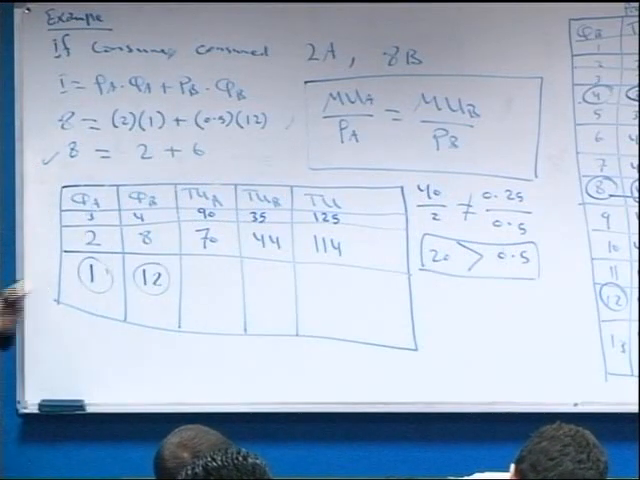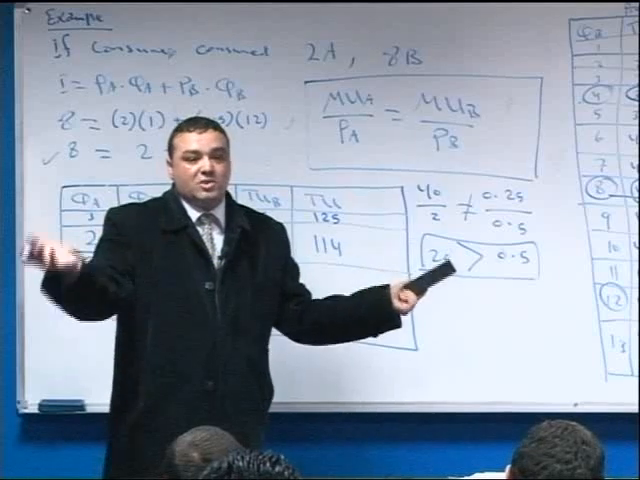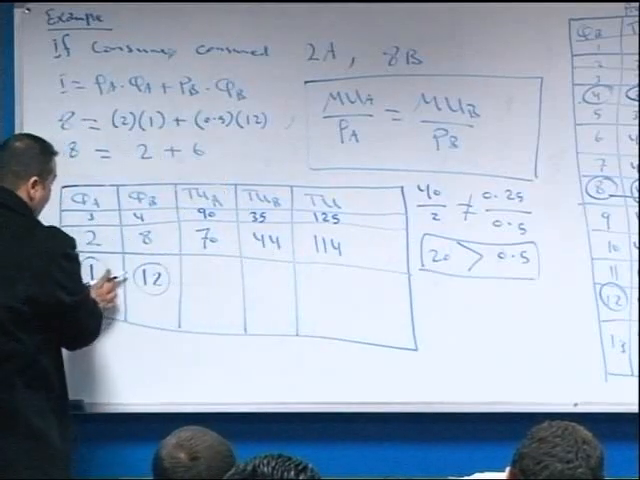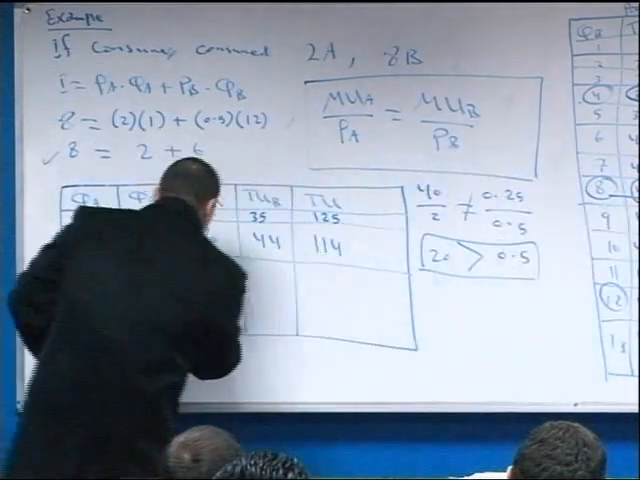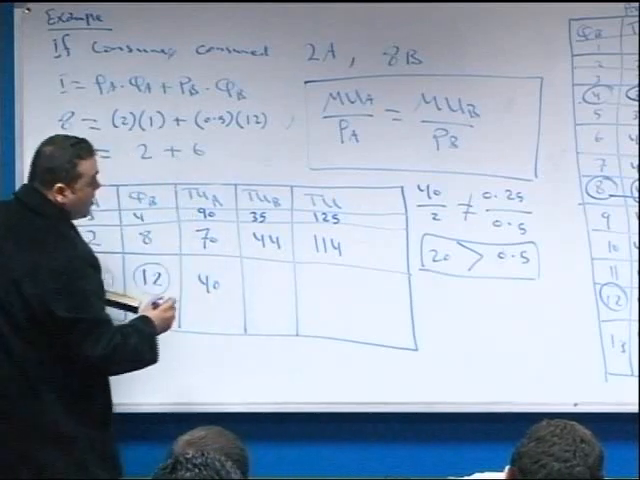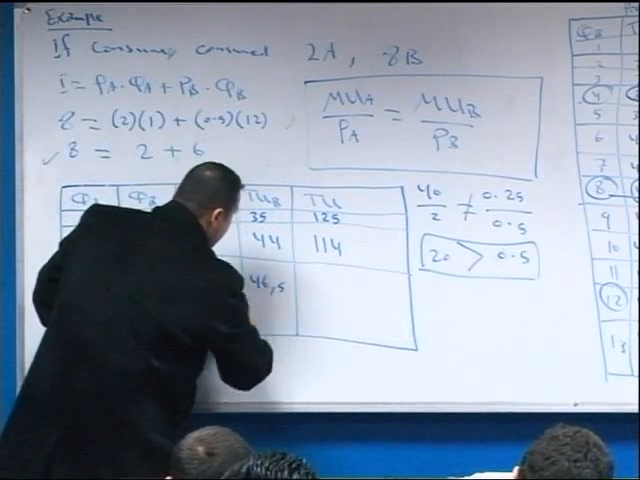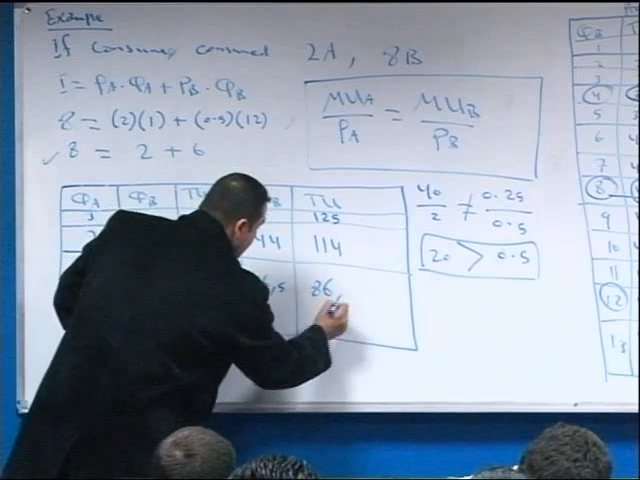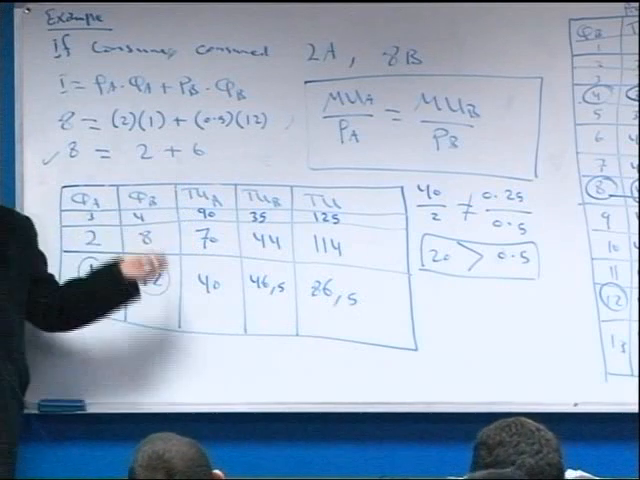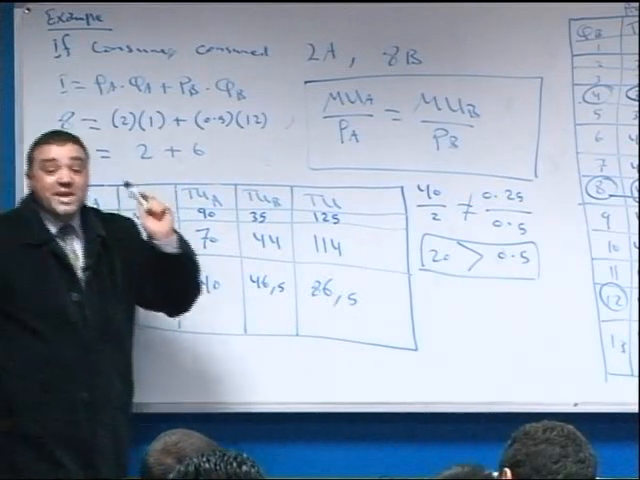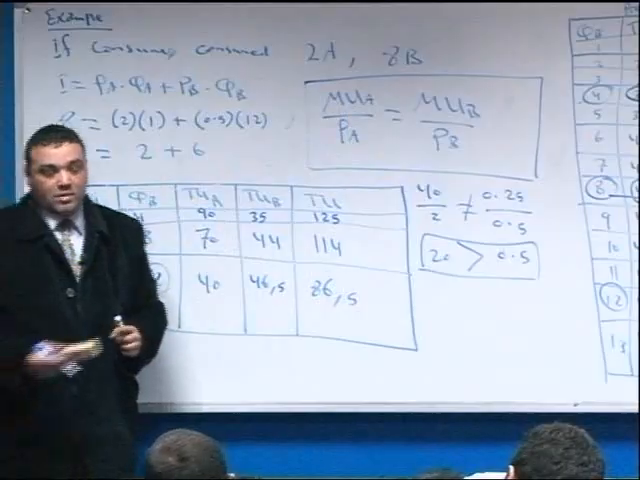So in this case, let's calculate the total utility of A, the total utility of B, and the total utility as well. At the quantity of A, the total utility of A is 40. At the quantity of B, it is 46.5. The summation of these is 86.5. So the best combination is 3 units of A and 4 units of B, which meets the two conditions, the first and second condition, right?